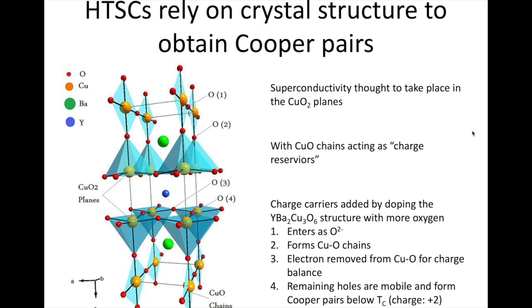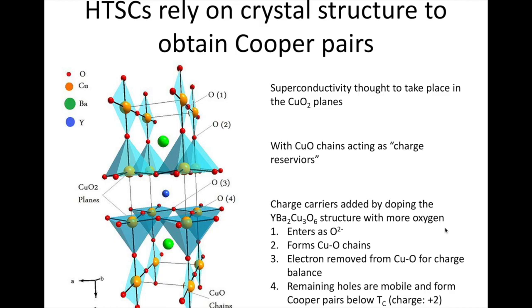So the superconductivity takes place in those CuO2 planes. So we're talking about the coordinated by 5. So that's where the superconductivity happens. And then the other forms, the ribbons, the CuO versions, they act as sort of charge reservoirs. So that's where the charge is coming from. So our charge carriers, in this case, are actually holes. But we get those charge carriers by doping the structure. And we do that by adding more and more oxygen.